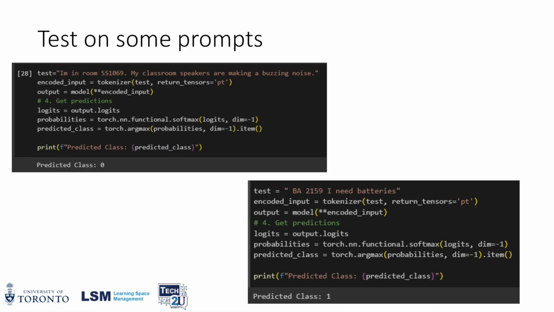This is a test on some prompts. The first one, as you can see: I'm in room SS 1069. My classroom speakers are making a buzzing noise. This statement doesn't call for a staff to be sent to the room, hence the predicted label is 0. For the second example, you can see the word batteries in the prompt, which is clearly a delivery, hence the predicted label is 1. I pass on to Sammit.